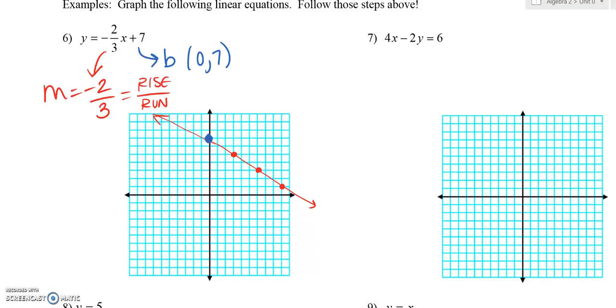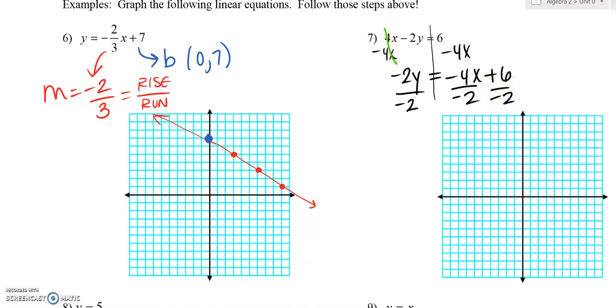Problem 7. Problem 7 is not so nice. This is not in slope-intercept form, so I have to start with step 1. Change it to slope-intercept form. I'm going to divide it out. First thing I'm going to do is subtract 4x. Subtract that over. I'm going to be left with negative 2y is equal to negative 4x plus 6. Now I have to divide every piece by negative 2. And now I will have y by itself. Y equals positive 2x minus 3. And this is in that slope-intercept form.